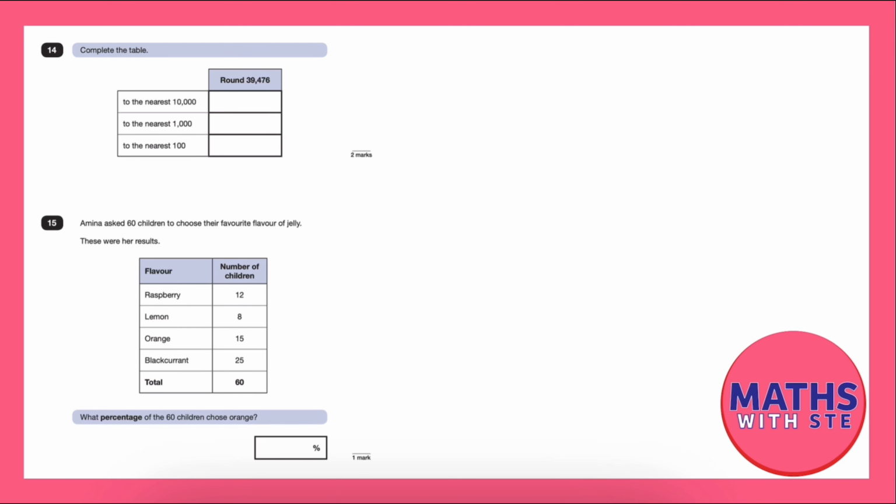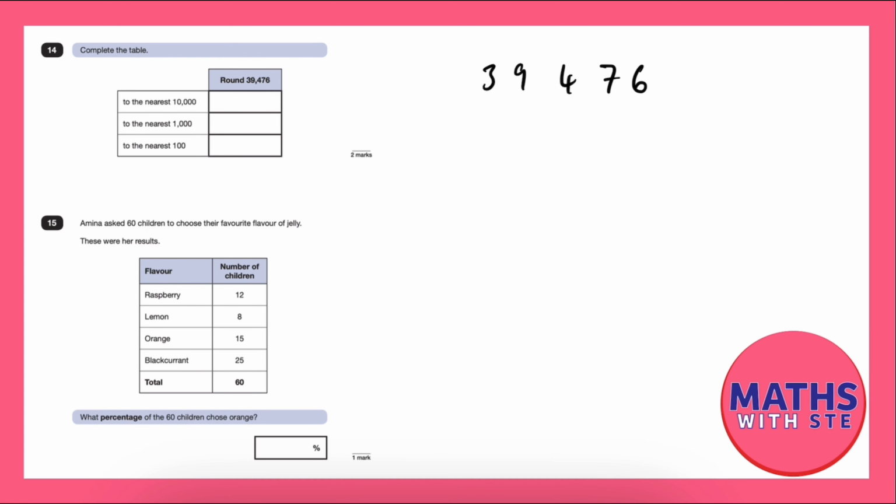Right, okay, so question 14, complete the table. Round 39476 to the nearest 10,000, 1,000, and 100. Okay, so let's just write it out first. I'm going to write it out, and then we're going to get our columns in order. So we're going to go 3, 9, 4, 7, 6.